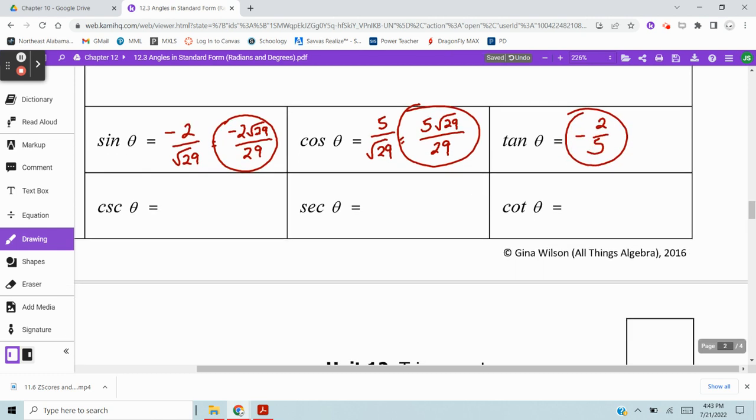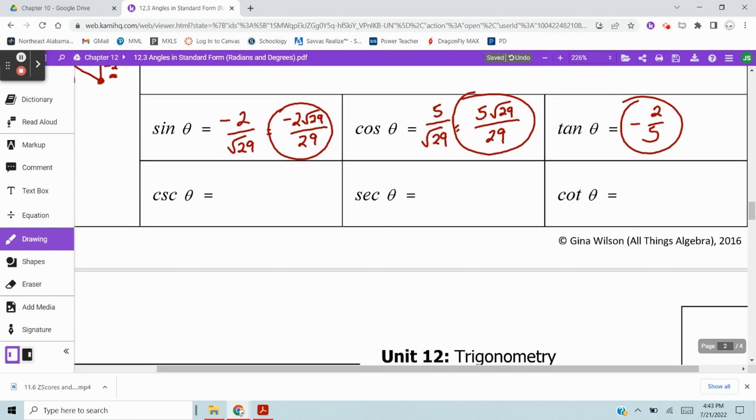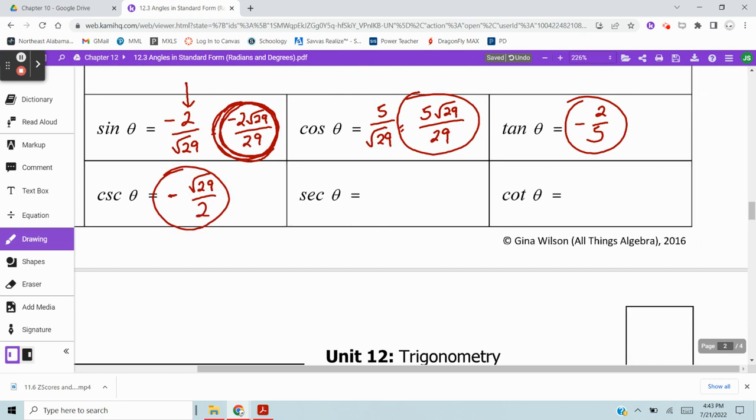Now to find again the cosecant, secant, and cotangent, we simply reciprocate those. But let me show you a trick. To find the cosecant, do not flip this, because what that's going to do is put the radical back on the bottom. Why not flip this instead? They're equal to each other. And that'll be a negative, because the 2 is negative, root 29 over 2. Same way with the secant. Let's reciprocate this. That gives you root 29 over 5. And then the cotangent would be negative 5 over 2.